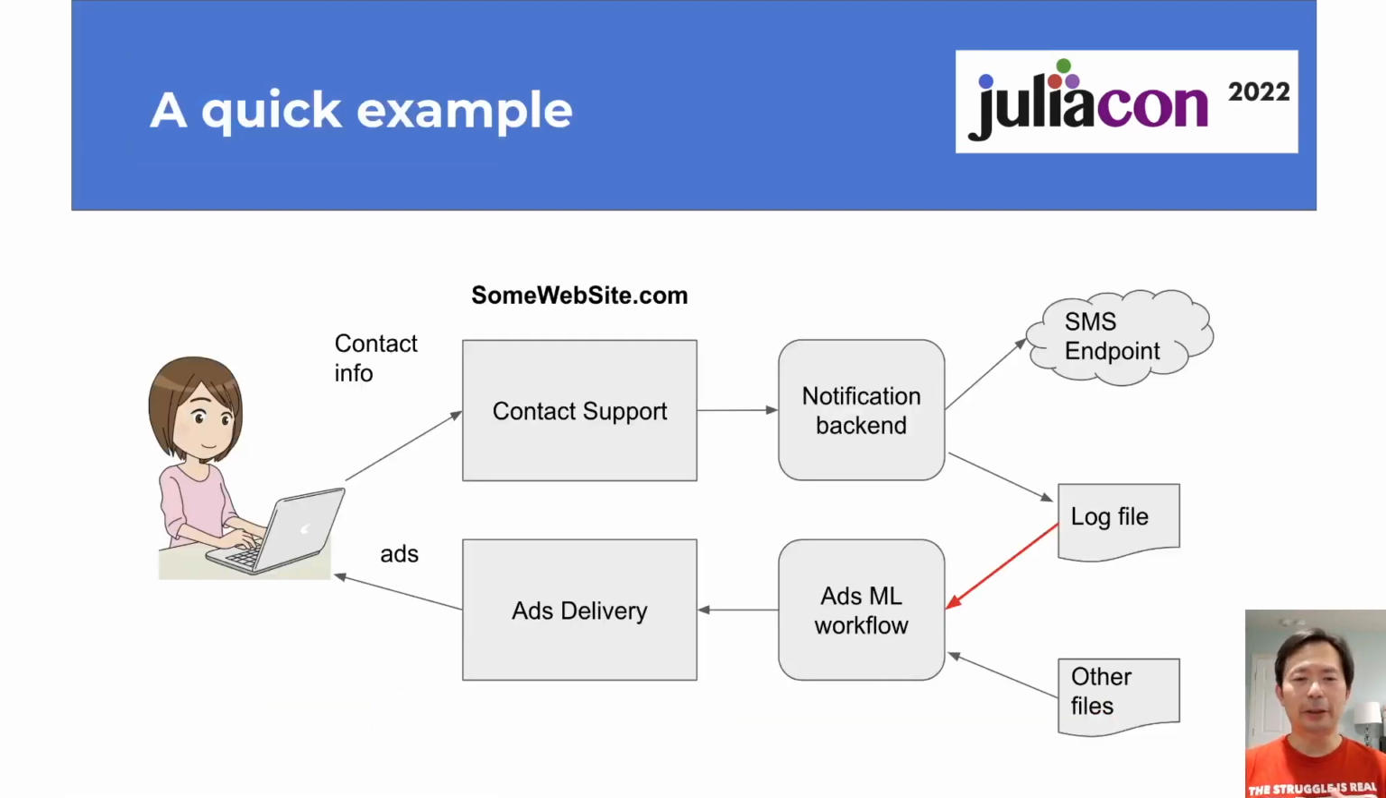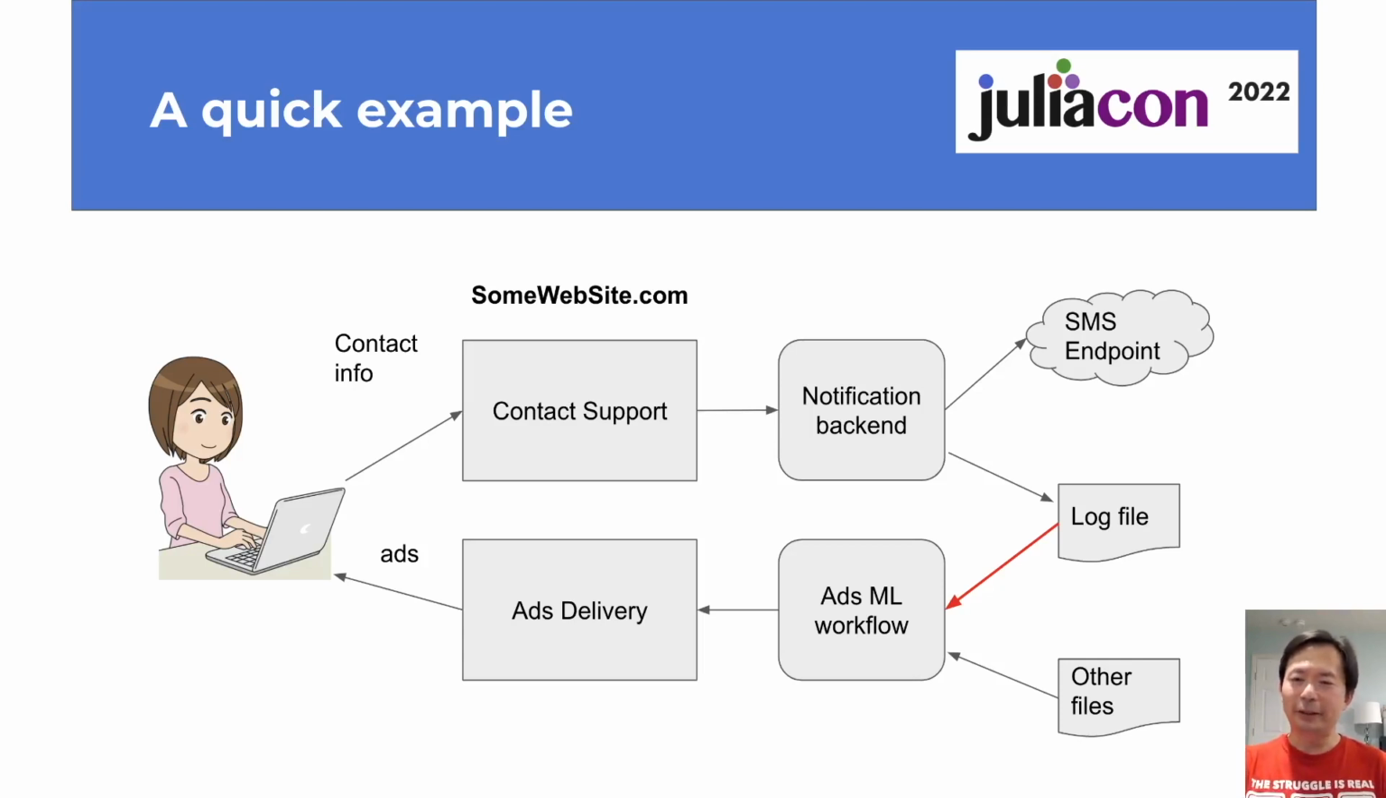Now let's take a look at a quick example. So this person is using some kind of website, and she needs to enter a support form. As part of the process, eventually she will receive some kind of text message back from the website. Now, unfortunately, in this example, the contact information is being logged into a log file that is later ingested into a machine learning workflow that is used for advertisement purposes. Not great, right? So how do we solve that problem?